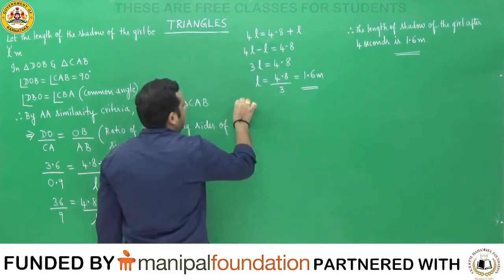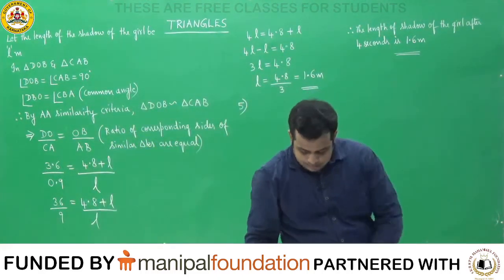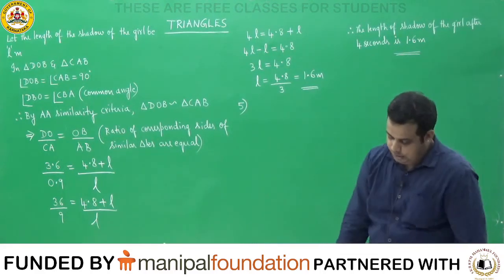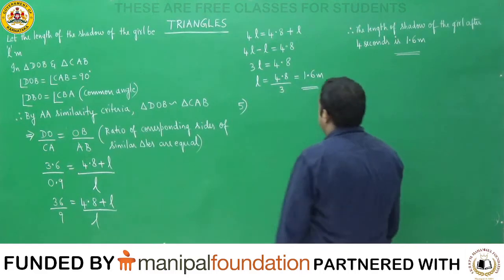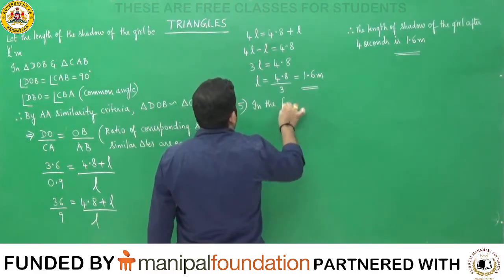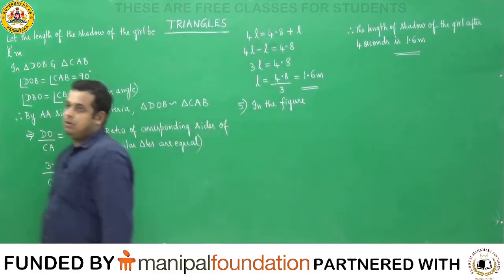Next, let's go to question number 5 of today's class. We solved 1, 2, 3, 4. Yes, 4 questions we solved. Write down question number 5 of today's class. In the figure, all of you write down, students, be quick.